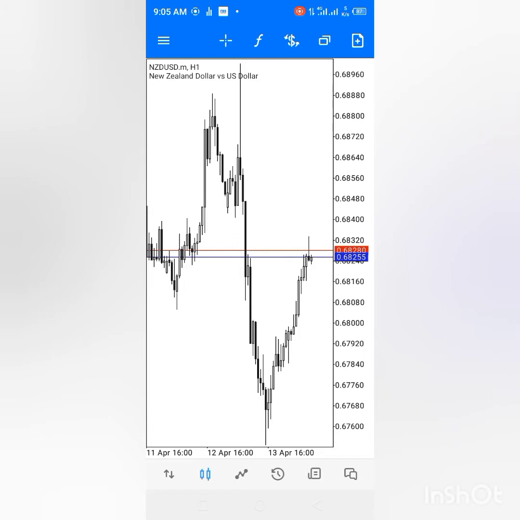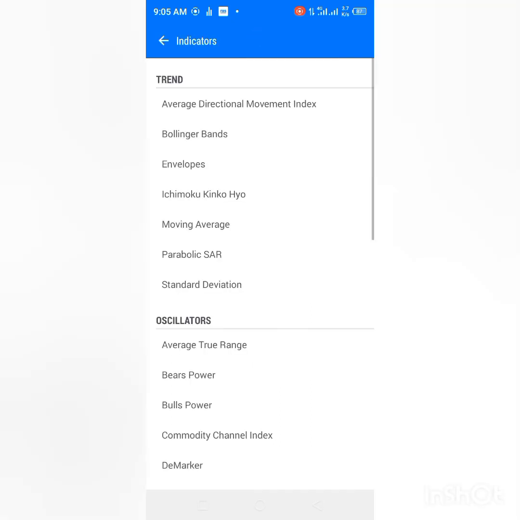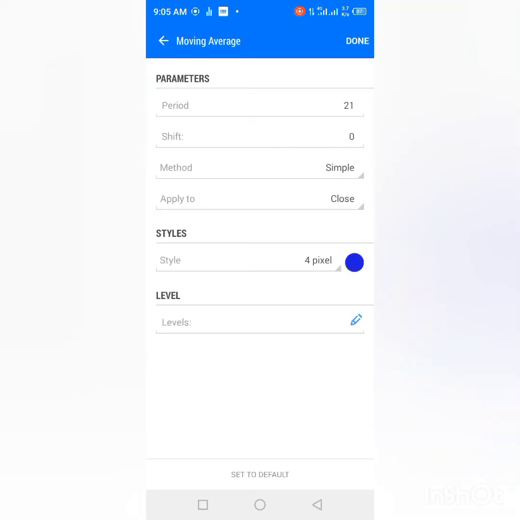NZDCHF. So this is what I did until I spotted this opportunity. As we all know, my system is moving average. So let's go to indicators and moving average.